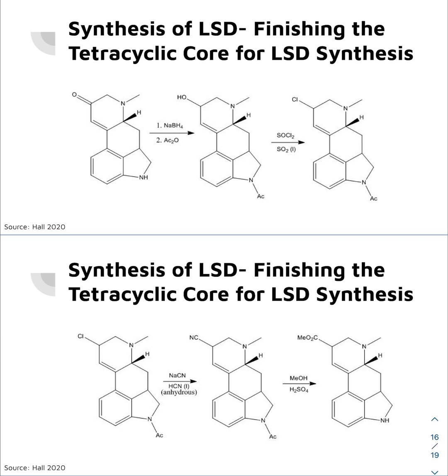A chloride is then substituted for the alcohol while being treated with thionyl chloride and sulfur dioxide. The chlorinated intermediate was treated with excess sodium cyanide and anhydrous liquid hydrogen cyanide, and the resulting intermediate was treated with acidic methanol to give the corresponding methyl ester. Also, the acetyl protecting group on the nitrogen was removed under the acidic conditions.